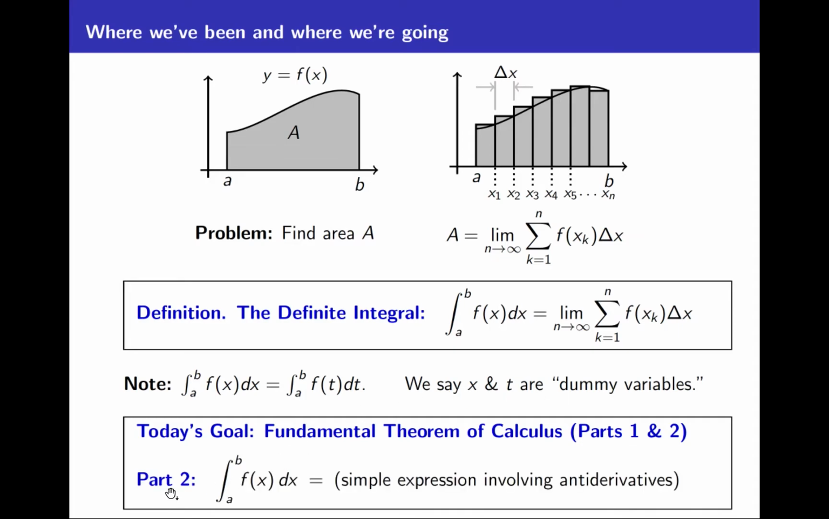What part 2 is going to say is the following, that this definite integral from a to b of f of x dx, this expression that equaled this limit that we never wanted to work out, it's actually equal to a really simple expression involving antiderivatives of f. And that's going to be incredibly useful because it's going to allow us to compute definite integrals very easily without working out a limit. Now, part 2 is going to come out of part 1. So we're going to talk about part 1 of the Fundamental Theorem of Calculus first.